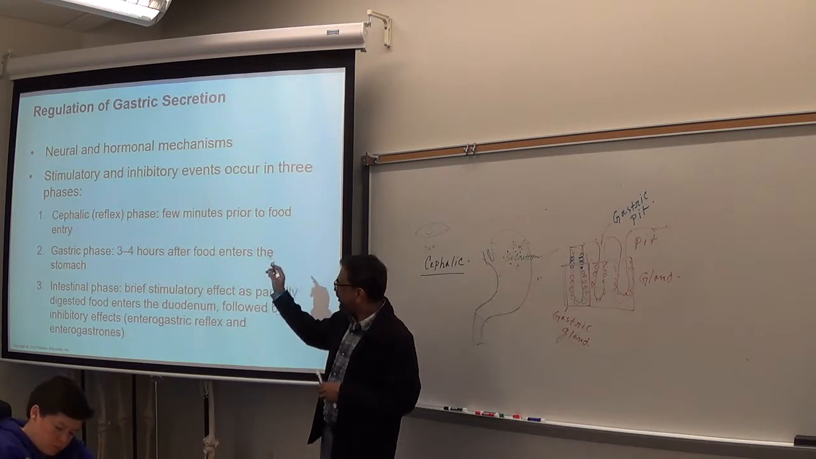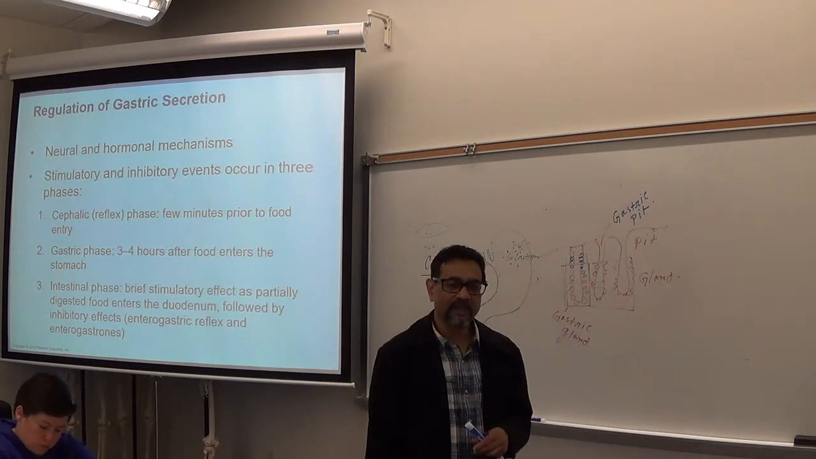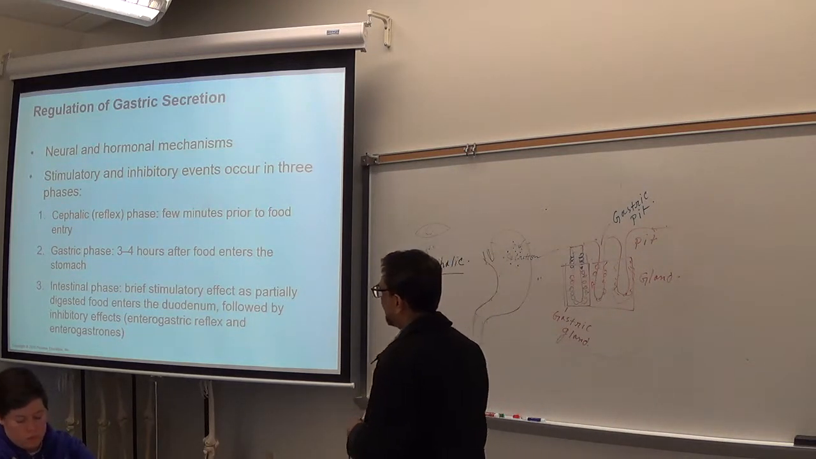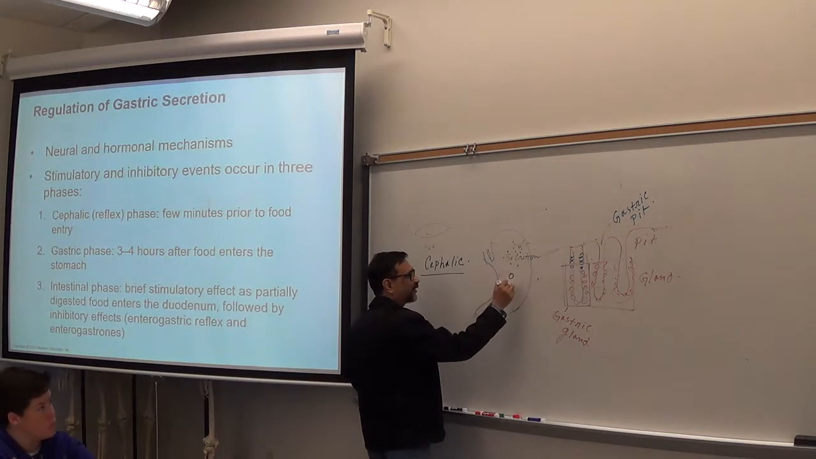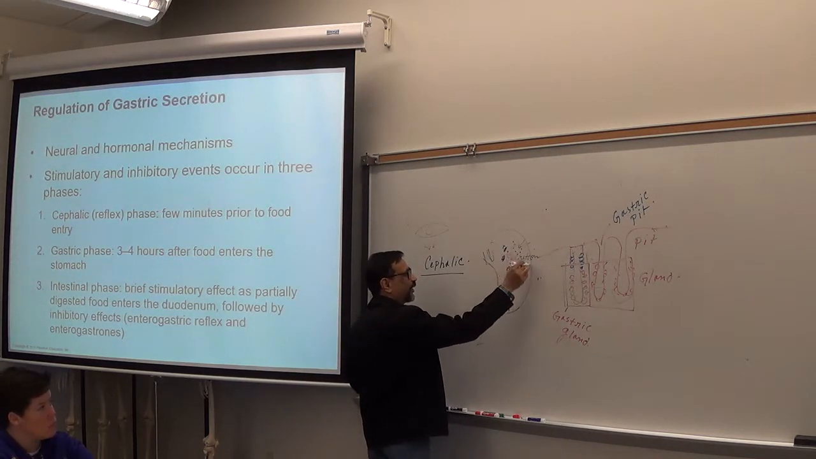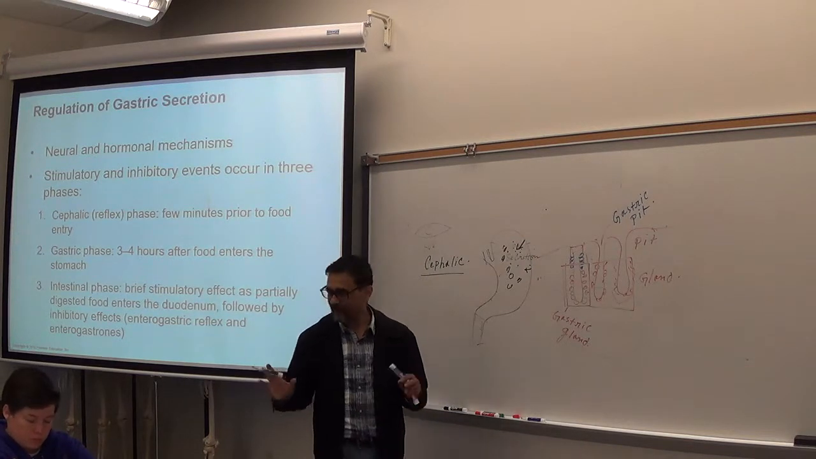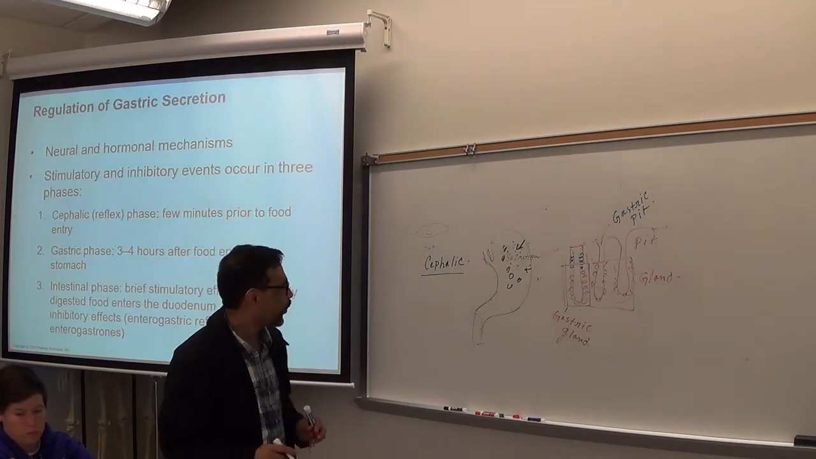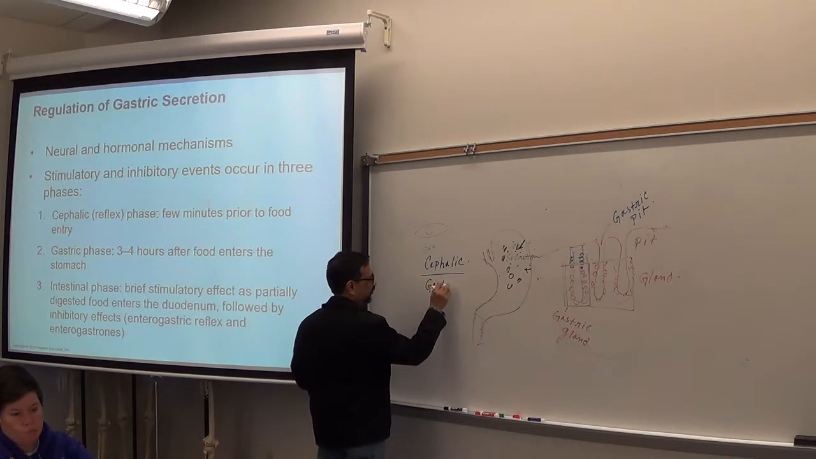Then the gastric phase starts after the food arrives in the stomach. Okay, so that's why it is called gastric, because food is now inside the stomach, and that will initiate the secretion. Presence of food in the stomach causes the secretion. Okay, that's why it is called gastric. Makes sense.